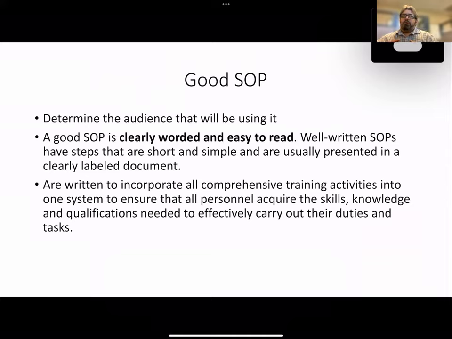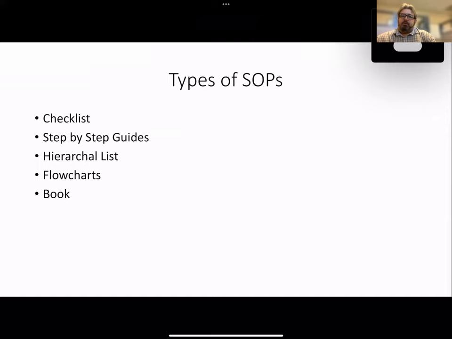So what is a good SOP? It's something that's quick, it's very easy to use, and it helps everything within that area. So a good SOP will help your audience and it will be easy to read. So keep them short, keep them simple. And then the types of SOPs that you will be familiar with are checklists, which are self-explanatory. Those step-by-step guides for those of us who can't work a computer, and so somebody else has to create a way for us to do it. We are all familiar with a hierarchical list and flowcharts. And then the other type of SOPs are a book, which is the most common in the military.